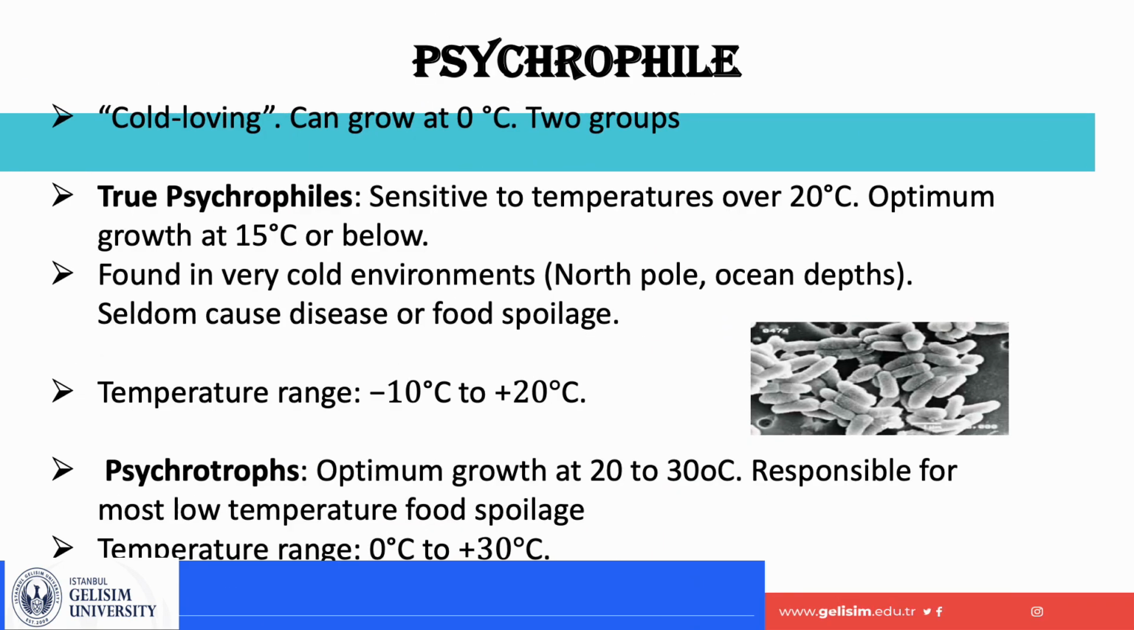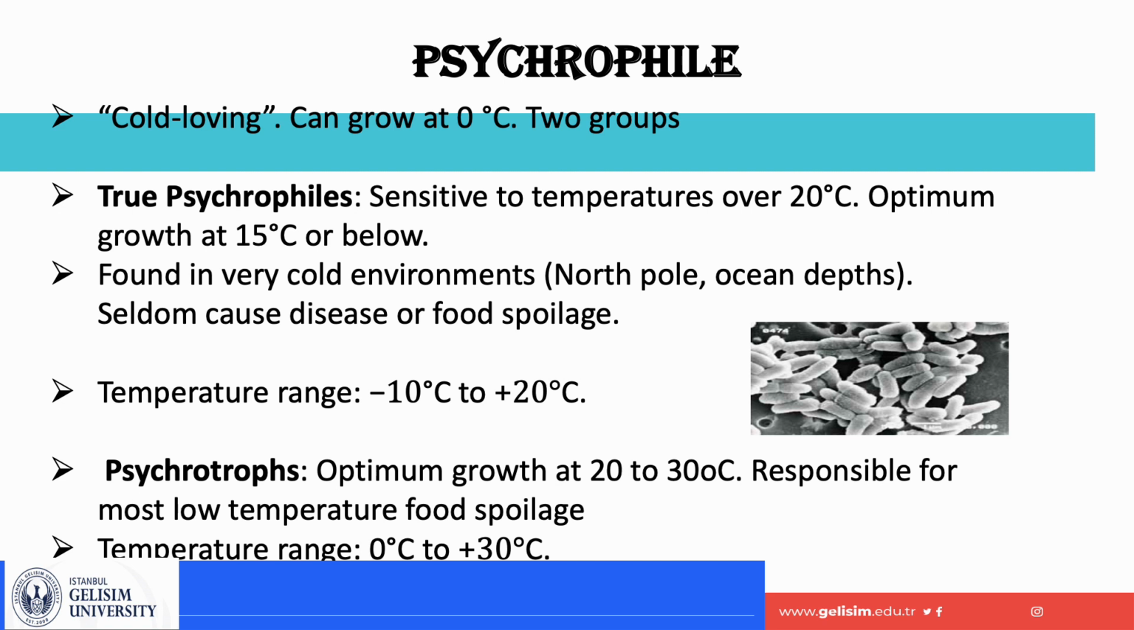All right, there are two groups of microorganisms that can grow in cold temperatures, often referred to as cold-loving. The first group is the true psychrophiles, which are sensitive to temperatures over 20 degrees centigrade. They have an optimum growth temperature of about 15 degrees centigrade or less. These microorganisms are typically found in very cold environments, such as the North Pole or at ocean depths. Seldom do they cause disease or food spoilage. Their temperature range, again, is between minus 10 centigrade to positive 20 centigrade.